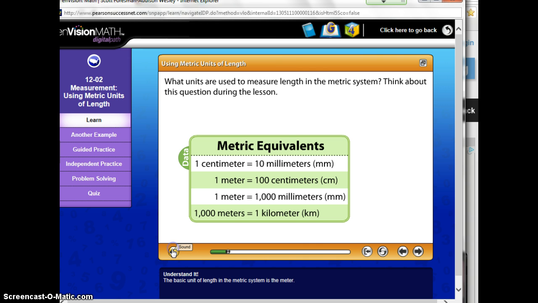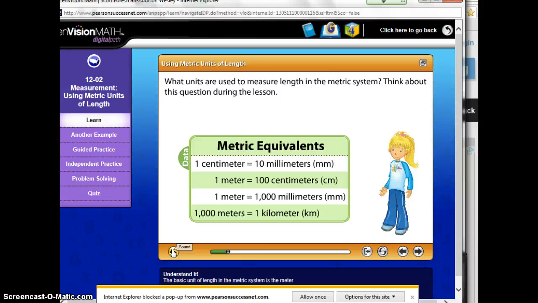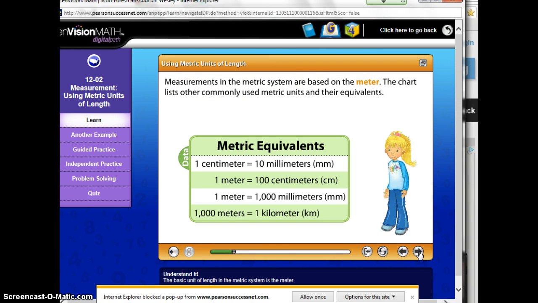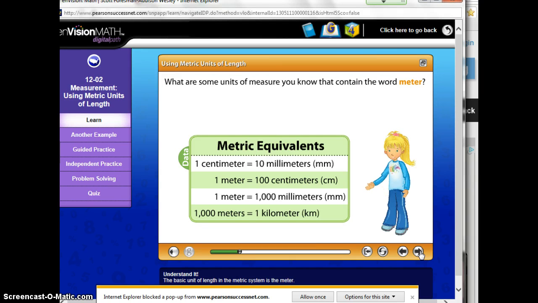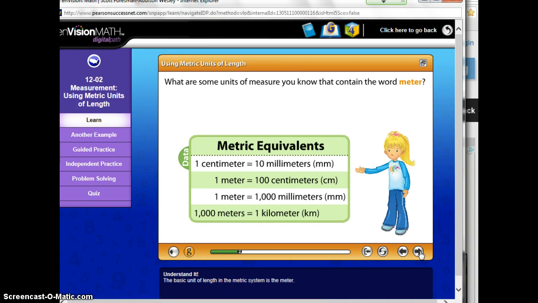So what units do we use to measure length in the metric system? Today, that's what we're going to focus on. We're going to measure how long something is. So that's our question. Measurements in the metric system are based on the meter. We can think of these basic metric units today: the millimeter, the centimeter, the meter, and the kilometer.